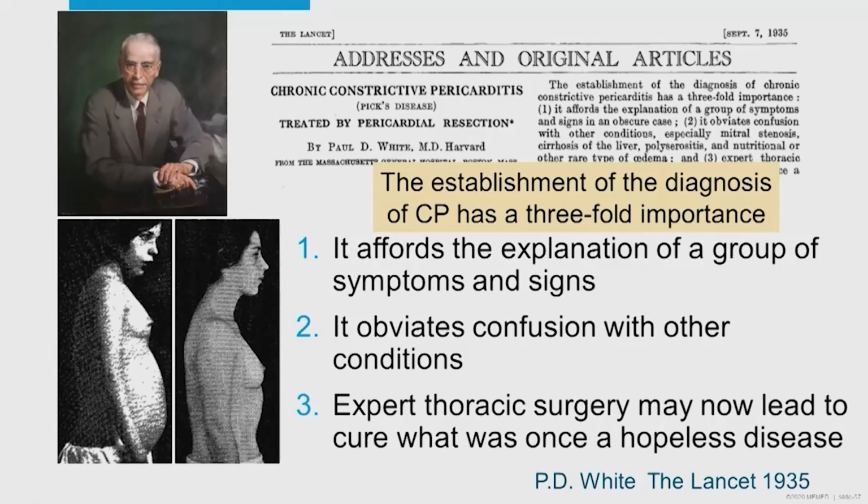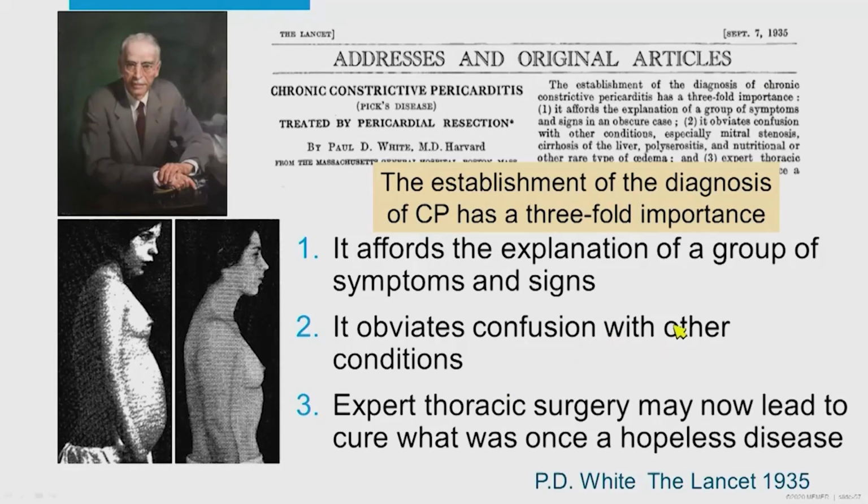And finally, everybody knows Dr. Paul Dudley White, who really was a pioneer in constriction in the 1920s and 1930s at Mass General. At that time, he showed this picture of a patient whose ascites improved after pericardiectomy in the 1930s. And he said that establishing the diagnosis of constriction is very, very important, in threefold. Actually, I was giving grand rounds at the Mass General a couple of years ago, and I used this slide because we still have the same problems.